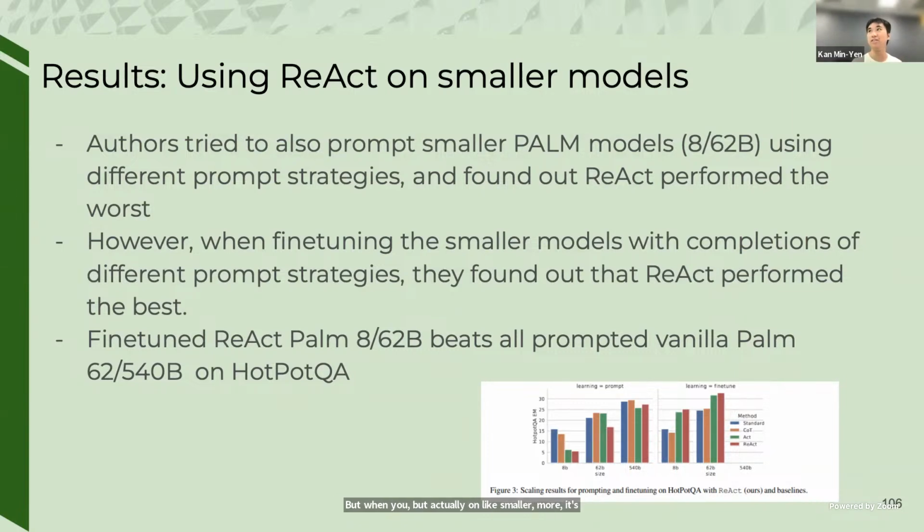But a key takeaway is that even though it performs the worst on smaller models, when they fine-tune on completions of ReAct, and what I mean by this is that they take the 540 billion parameter model, and then they run the input prompts through that, and then use the different prompting strategies to form the labels. Then they train a smaller model on this input to the labels. And they found out that when you do this training, ReAct converges the fastest. So on a ReAct fine-tuned smaller model, it can actually beat bigger parameter models like 62 billion vanilla PaLM.